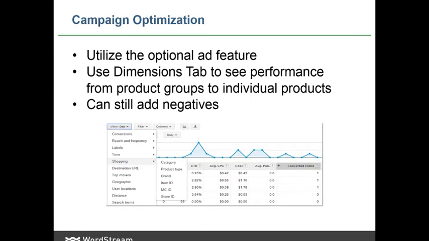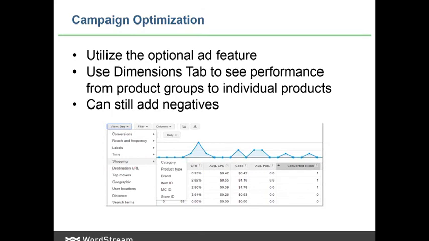Next, I'm going to talk about the bidding optimization. Now you can see competitive landscape data. This is a real game changer for shopping campaigns. The new data that is shown is benchmark CPC and CTR, and also impression share.